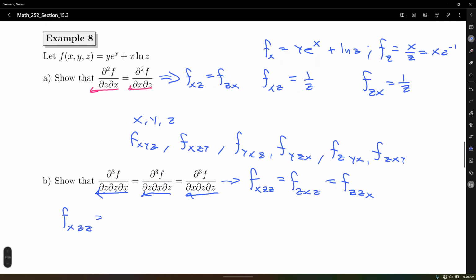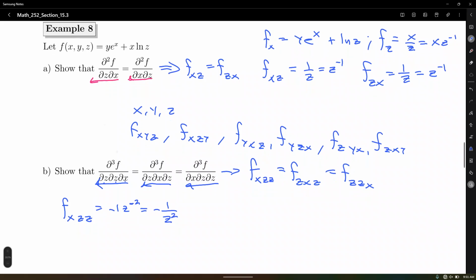All right. So f x z. Do we have f x z? Isn't that this guy right here? Let me write it as z to the negative 1. We can differentiate this. We are asked to differentiate z to the negative 1 with respect to z again. That is negative 1 z to the negative 2, which is negative 1 over z squared.